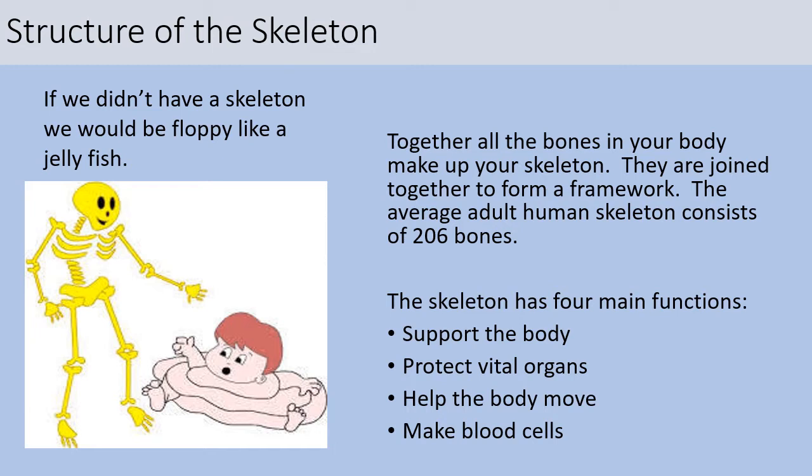The skeleton is used to support our body, and it's there to protect vital organs. So if we think about the bones of the ribs, they are curved, which form a cavity inside of our rib cage where the lungs and the heart are positioned, and that acts as a protection for these vital organs.